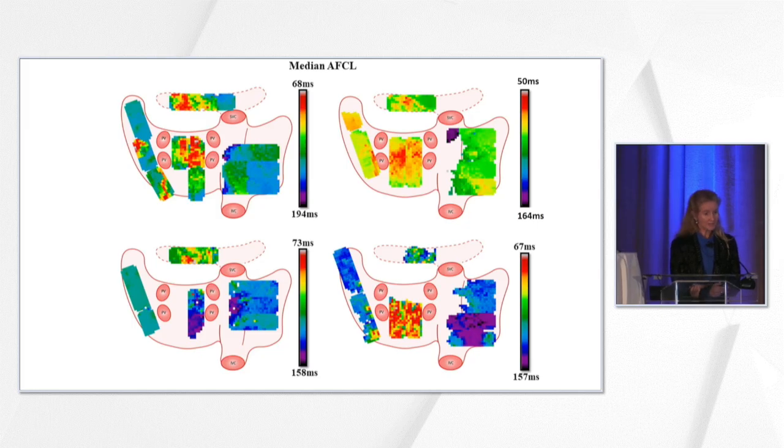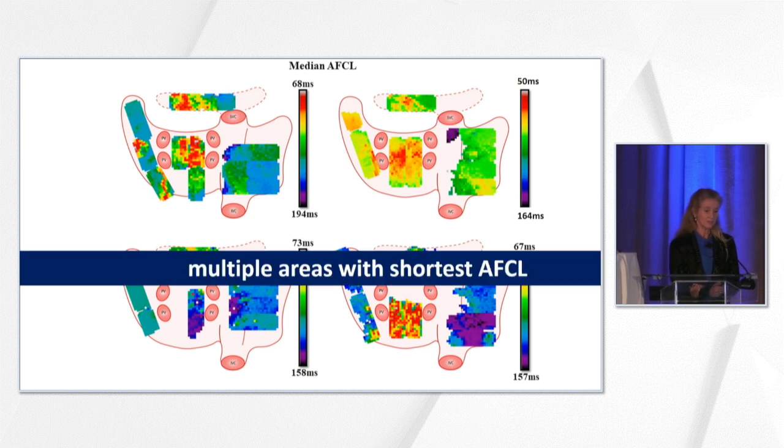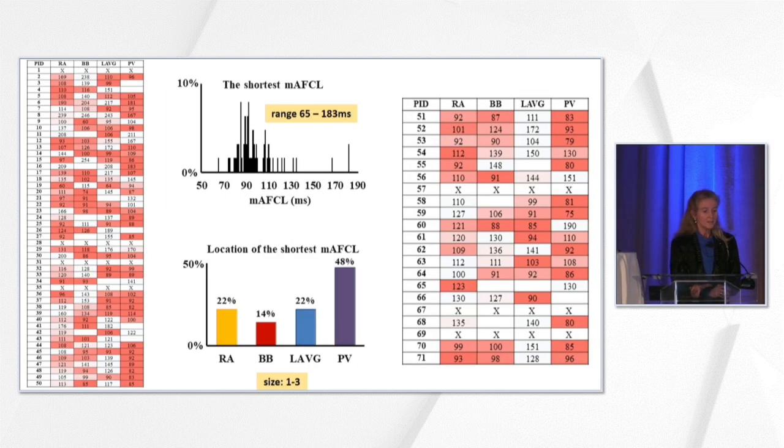And this is what you see here. You see 4 typical examples where we measured the median cycle length at each electrode, and we went in search for the shortest AF cycle length. And as you can see in red in each patient, there are multiple areas with short atrial fibrillation cycle lengths. Then we started to localize and measure them, and we found that the shortest cycle length in each patient ranged between 65 and 183 milliseconds. And if we take a look at the site where these shortest cycle lengths were recorded, they were mainly found, not surprisingly, in the pulmonary vein area and the left atrioventricular groove.